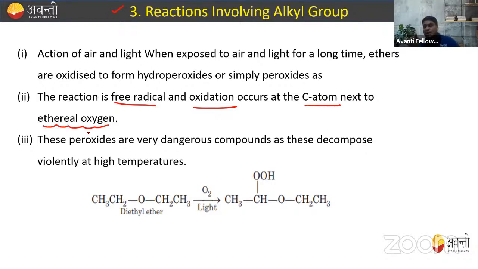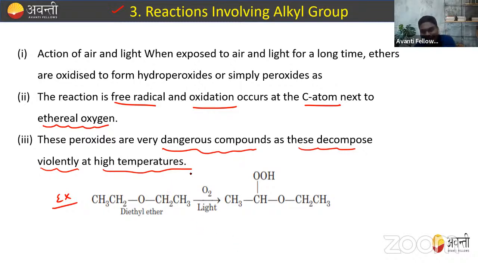And oxidation कहाँ होगा? Ethereal oxygen के next carbon atom पे. Right. These peroxides are very dangerous compounds as they decompose violently at a high temperature. So these are very, very dangerous compounds because वो decompose हो जाते हैं high temperature पे जाके. So let's see an example with this, right? So we have a diethyl ether, right? We have CH3, CH2O, CH2, CH3. So this is an example of diethyl ether.